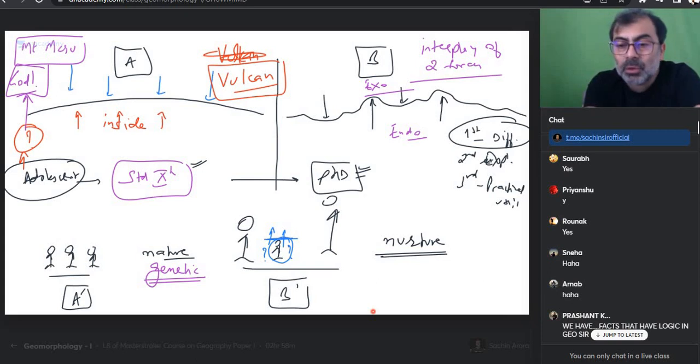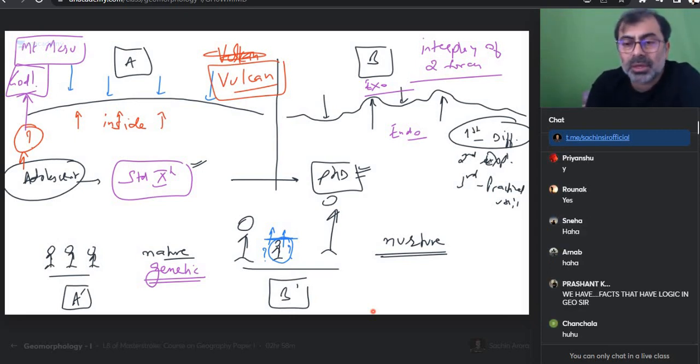Sir, we have facts that have logic in geography, sir. See, Prashant, when I am saying logic, I am not questioning the mythology. I am saying mythology has a way of saying things. There might be underlying messages in that. But will that be like that? I have my doubts on that. Do we get that or not?